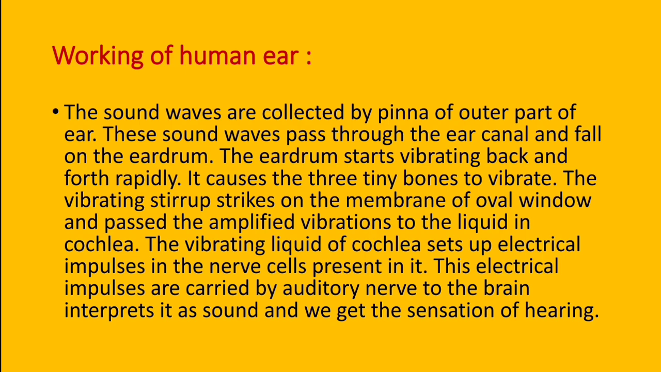The vibrating liquid of the cochlea sets up electrical impulses in the nerve cells present in it. These electrical impulses are carried by the auditory nerve to the brain, which interprets them as sound, and we get the sensation of hearing.